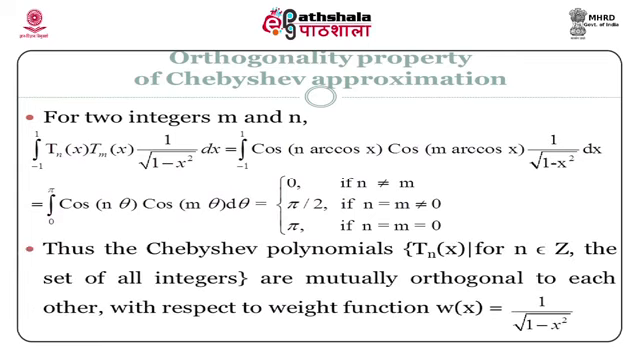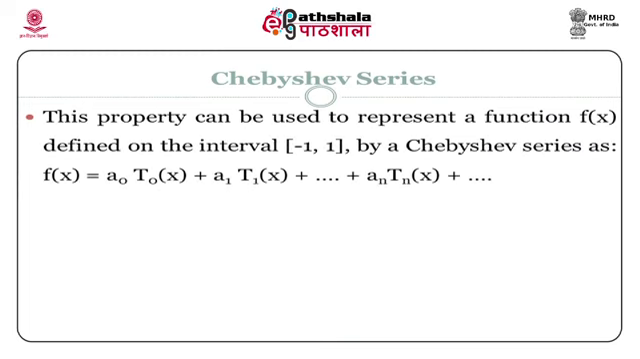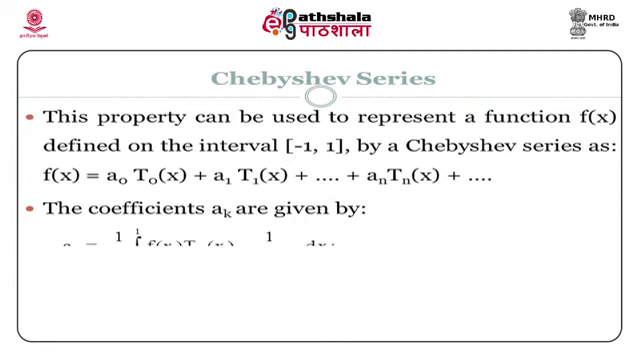Thus, the Chebyshev polynomials Tn(x) for n belonging to Z, the set of all integers, are mutually orthogonal to each other with respect to the weight function W(x) equal to 1 upon under root of 1 minus x square. This property can be used to represent a function f(x) defined on the interval minus 1 to 1 by a Chebyshev series like this, a0 T0(x) plus a1 T1(x) plus and so on, an Tn(x), and the coefficients ak are given by taking integrals. So, if you want to find a0, multiply both the sides by T0(x), take the integral and use the orthogonal property.